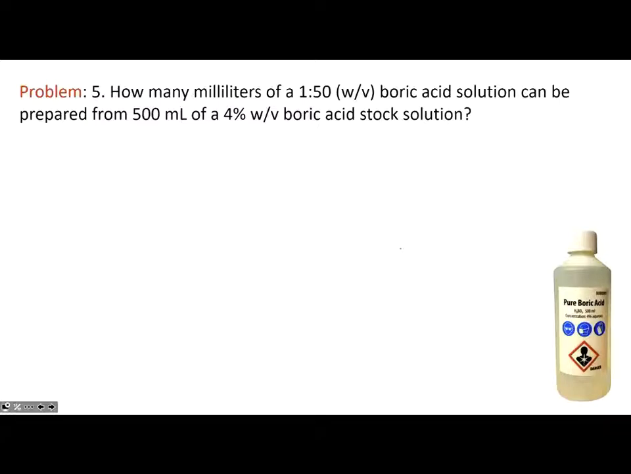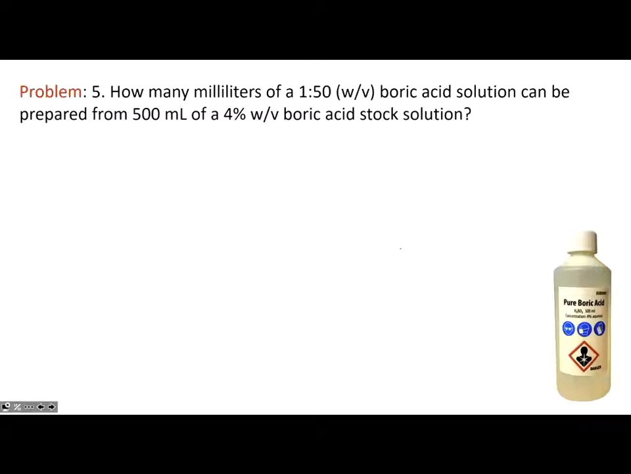Ooh, let's dilute something. Are you ready to dilute? All right, so let's dilute some boric acid. It says, how many milliliters of a 1 to 50 weight per volume concentration of boric acid solution can be prepared from 500 milliliters of a 4% weight per volume solution? Okay? This sounds like a C and a Q and a mass thing, if you remember.